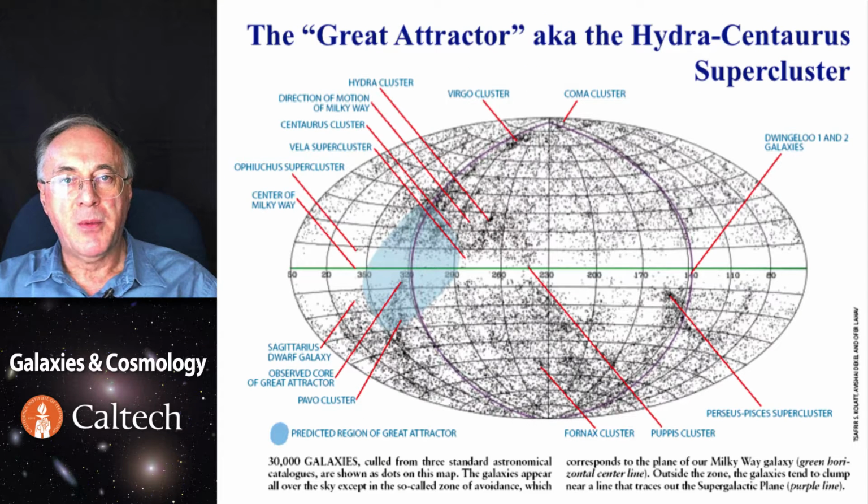So here is a map of galaxies in the sky. The band in the middle is the galactic plane, the zone of avoidance. And you can see a large-scale structure with many elements labeled. The hatched blue area on the left corresponds to the rough location of the mass or masses responsible for our peculiar velocity, which was called the Great Attractor for a period of time, but I think now people refer to it by its original name of the Hydra Centaurus supercluster.